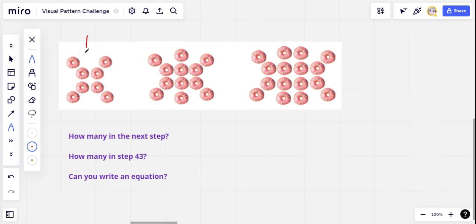Here is our pattern today. Here's step 1, step 2, step 3, and your challenge is to predict the number of, I guess these are donuts in step 4. If you can predict that, can you predict the number in step 43? I think that's going to be a lot of donuts. And can you write an equation to predict the number of donuts in any step at all? So that's the challenge. If you'd like to accept it, pause the video and see what you can do.